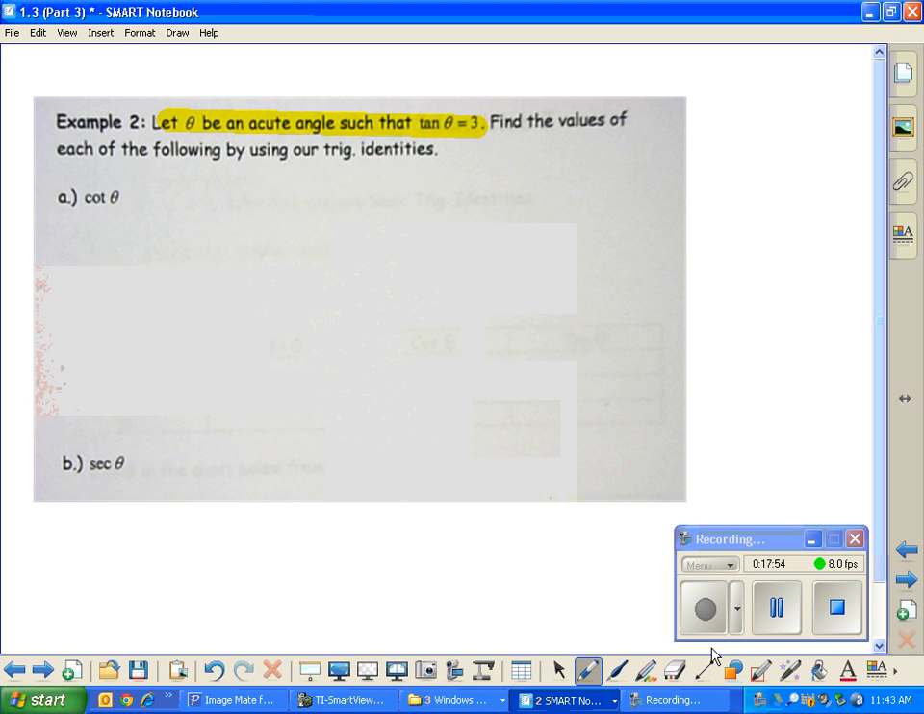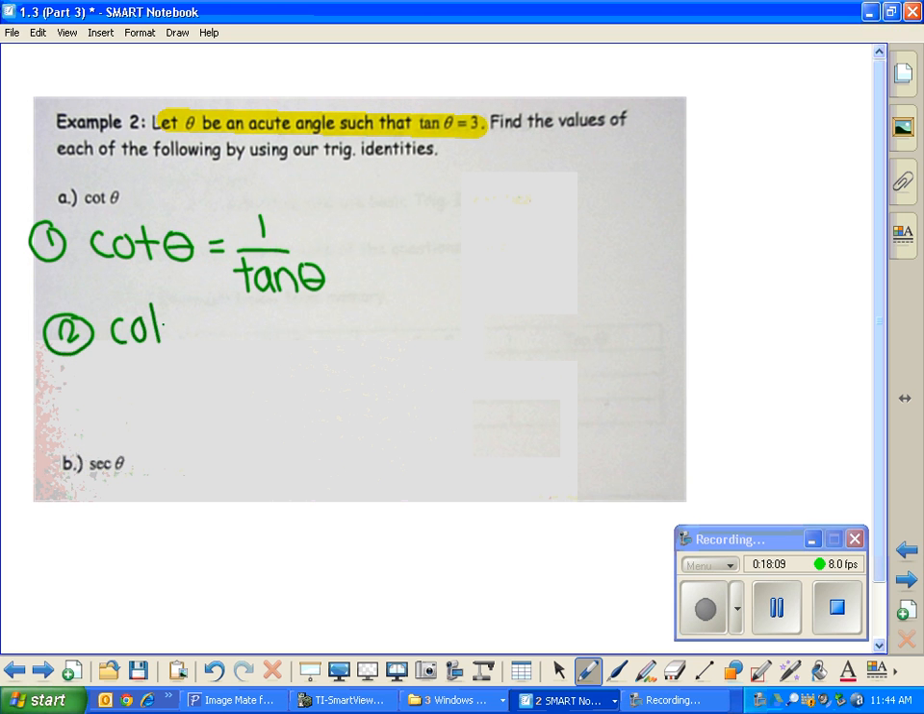Nicole, do you know what? Yeah, it's the reciprocal. So she's saying cotangent of theta is just 1 over tangent of theta. That's step 1, finding our identities. Step 2, cotangent of theta, we're plugging in for what we're given, 1 over 3.